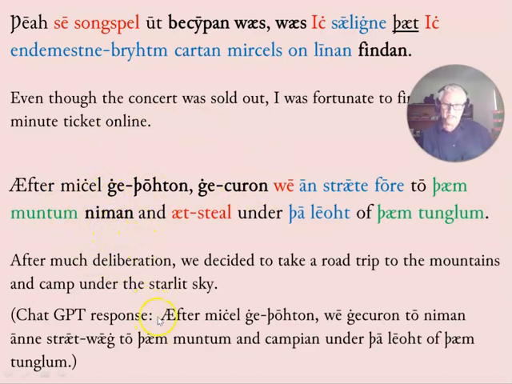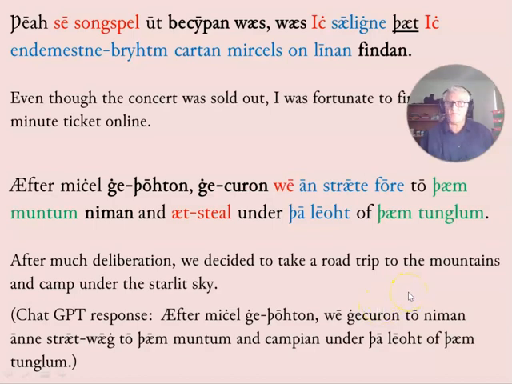Okay, now I went to ChatGPT to get its response. I gave it this sentence here, the modern English sentence, and it produced this. After Mitchell Yathochton, we Yakuron to Niman Anas Darat, we to Tham Muntum, and Campion under Thaleocht of Tham Tunglum. Campion there, you've got to be just aware of ChatGPT can make words up that it thinks are reasonable. I couldn't find Campion in the dictionary, so I didn't use it in my version here. Okay. It also did not, after the comma, swap Yakuron with way. Okay.